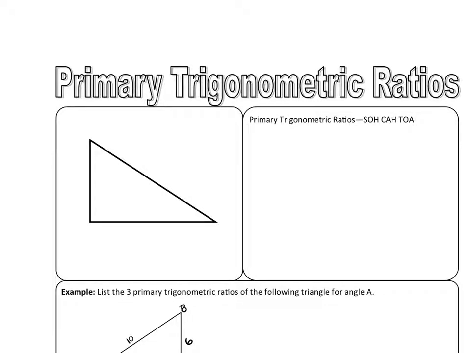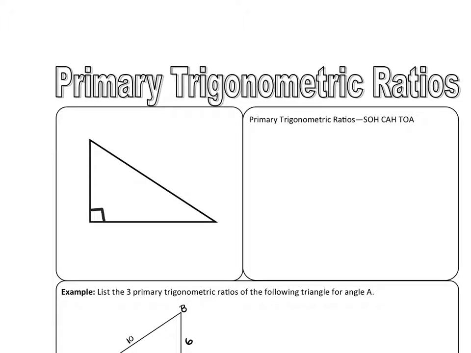Hi, so today I'm going to do a lesson on the primary trigonometric ratios. Now it sounds like a complicated word, but stick with me because it's not too bad. So, basically what we're going to start with is a right angled triangle.